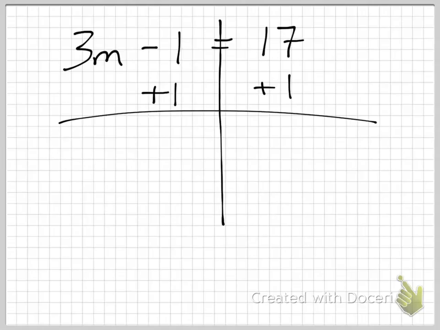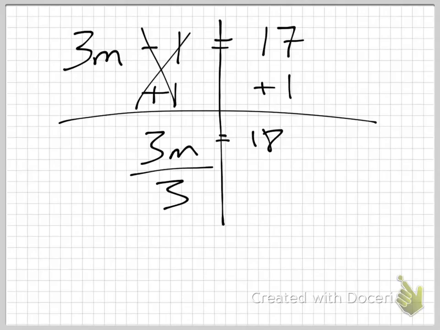Plus 1. Remember, whatever you do to one side of the equation, you have to do the exact same thing to the other. They're gone. 3m equals, what's 17 plus 1? 18. Is the variable happy yet? No. He's being multiplied by 3. The way to get rid of the multiply by 3 is to divide by 3. If I divide that side by 3, I have to divide this side by 3. Those 3's are gone. M equals 18 divided by 3 is 6.